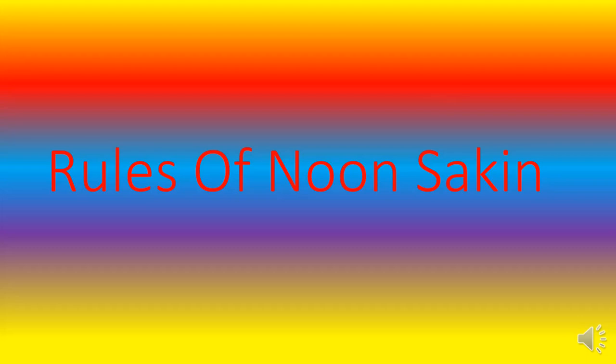There are four types of Noon Saakin rules. The first one is Iqlab. The second one is Idgham. And the third one is Izhar. And the fourth one is Ikhfa.